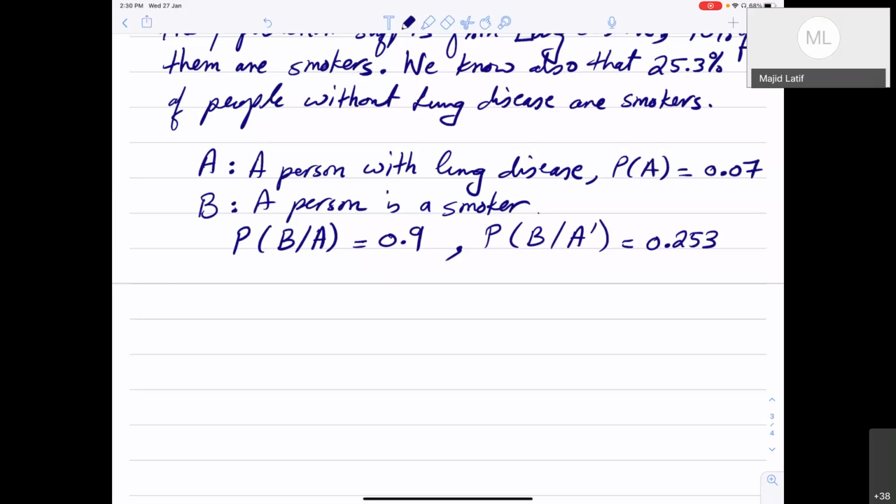Yes, so assume that I have 100 million people, okay? I have 7 million of them, they have lung disease. Okay? 93 million, they don't have lung disease. Assume I came to those 93 million who do not have lung disease, and then I'm saying 25% of those, they smoke, but they don't have lung disease. Of the 93 million. Okay?